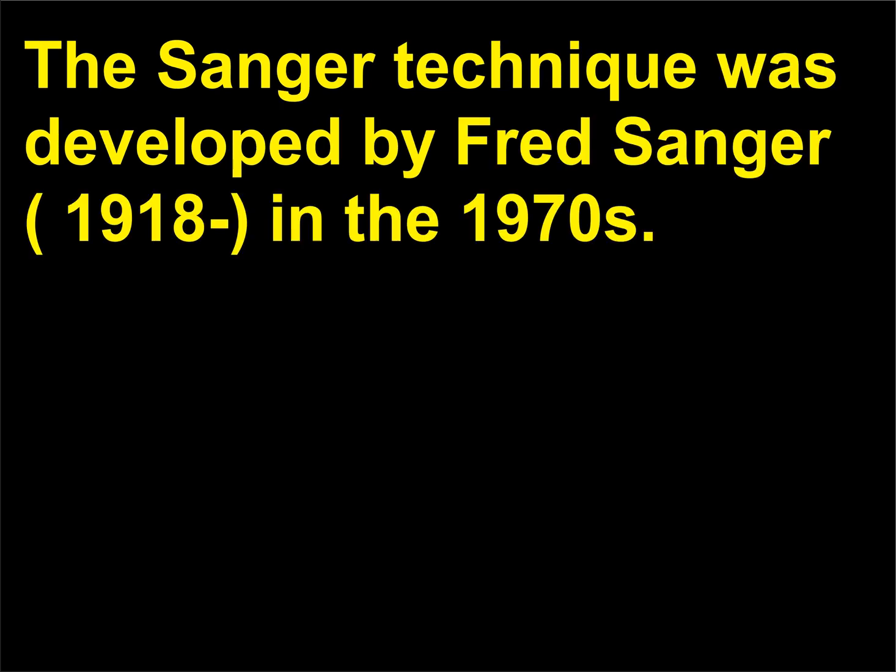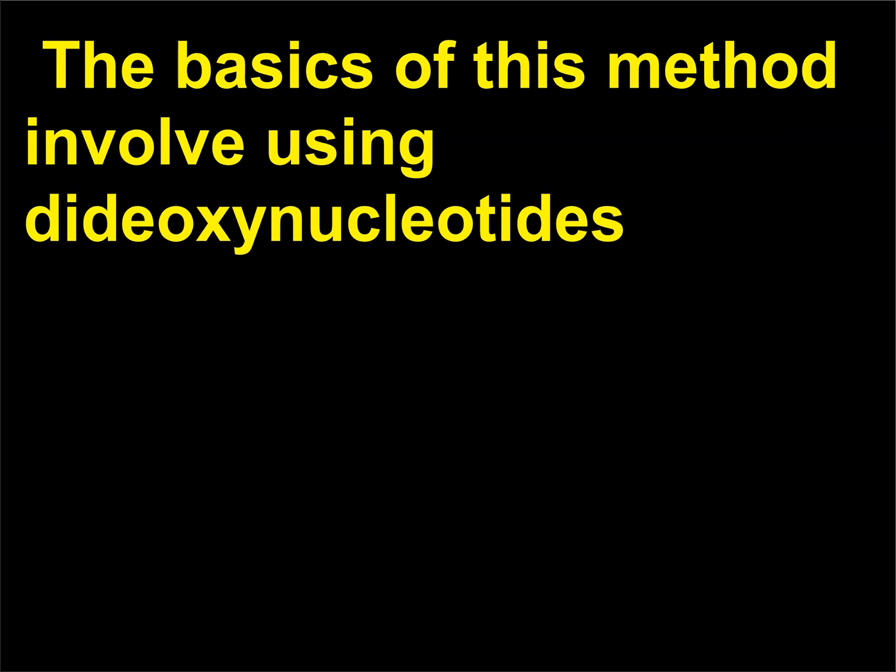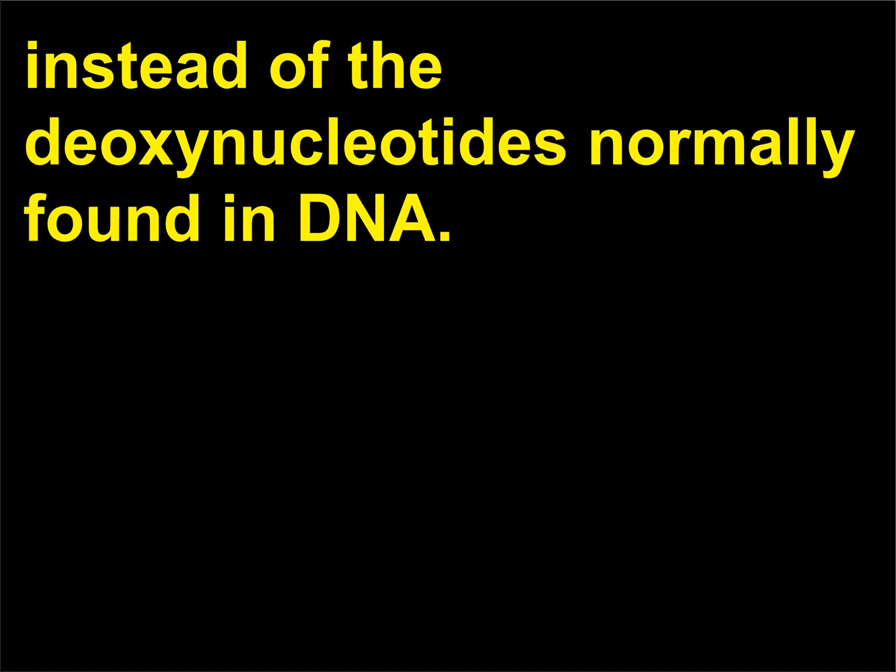What is the Sanger technique? The Sanger technique was developed by Fred Sanger, 1918, in the 1970s. It is also referred to as shotgun sequencing and is a common method used for DNA sequencing. The basics of this method involve using dideoxynucleotides instead of the deoxynucleotides normally found in DNA.